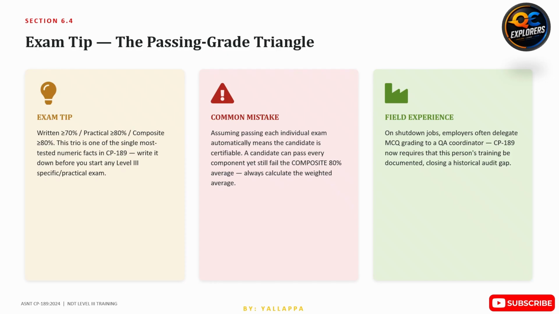If there is one set of numbers you should remember from Section 6.4, it is this: written examinations require a minimum score of 70%. The practical examination requires a minimum score of 80%. The composite average must also be at least 80% before certification can be granted. These 3 numbers appear repeatedly in CP-189 discussions and are among the most frequently tested numerical requirements in ASNT Level 3 examinations. Many experienced instructors recommend writing these values on your rough worksheet as soon as the examination begins. This helps prevent confusion when answering certification questions that involve examination scoring or candidate eligibility.